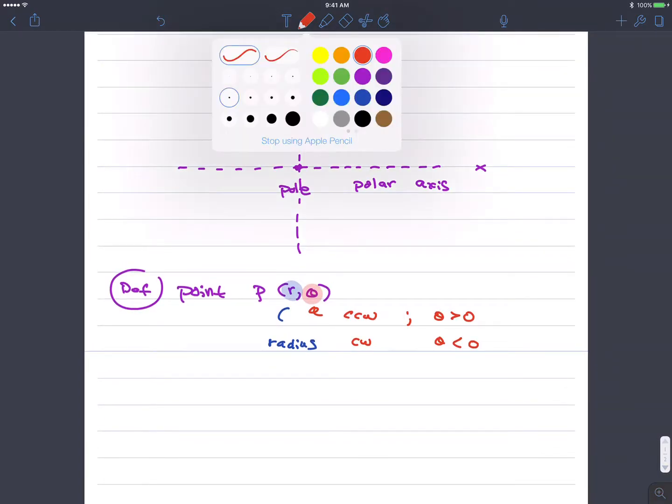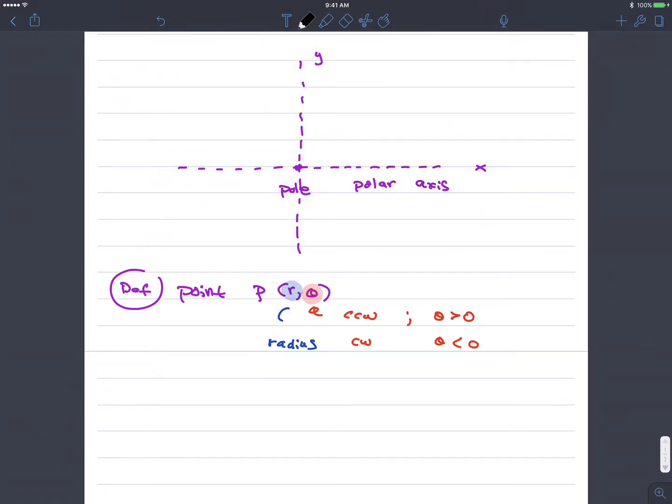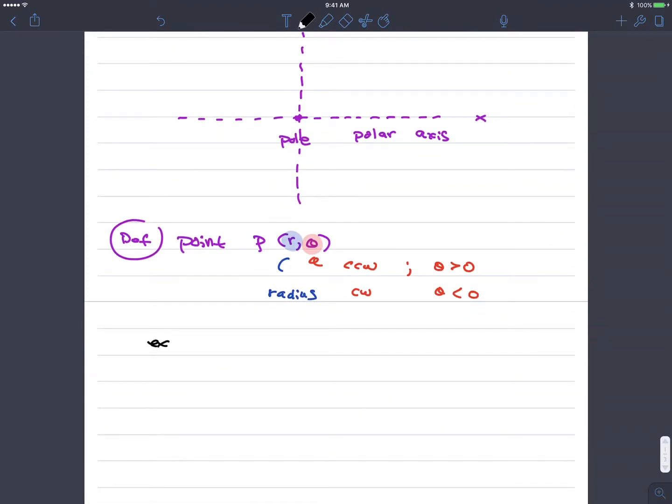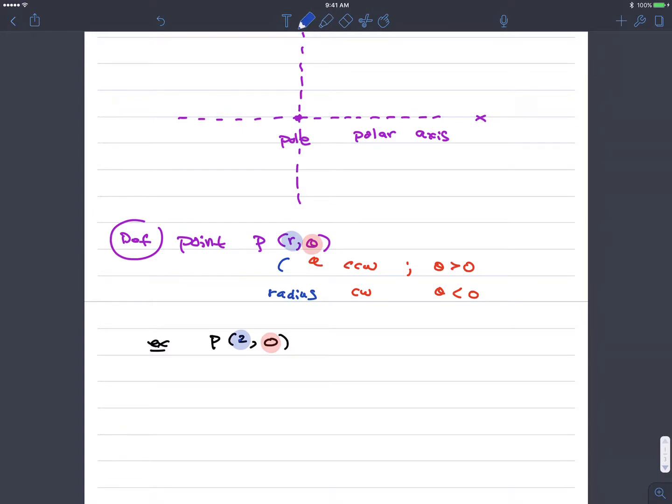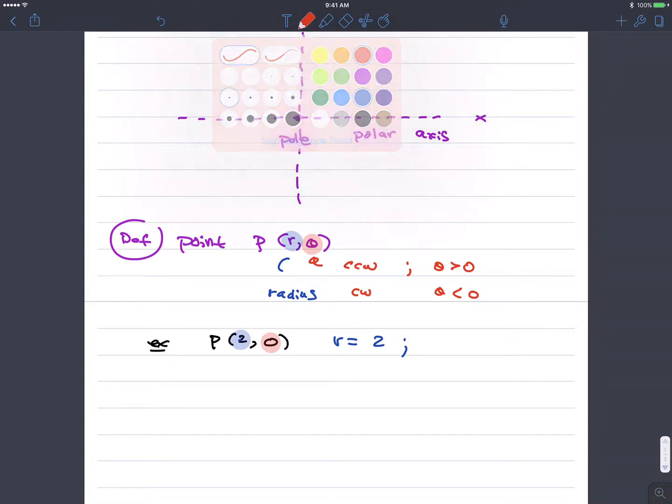So, for example, I'm going to start by plotting a point. Here, this is P. P is (2, 0). This is not x and y. This is not an x coordinate and a y coordinate, okay? What do we have here? This is an r value. This is the radius. And then this is an angle. So when you read this, you should say, my radius is 2, but what's the angle? 0.